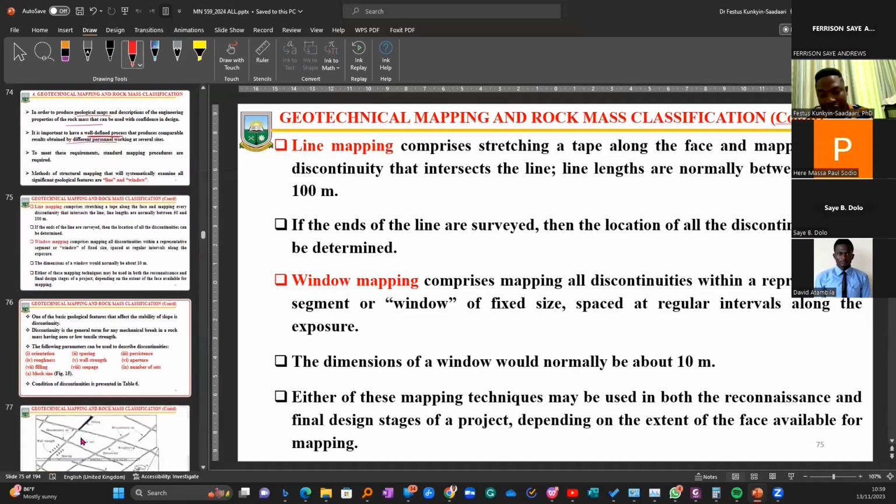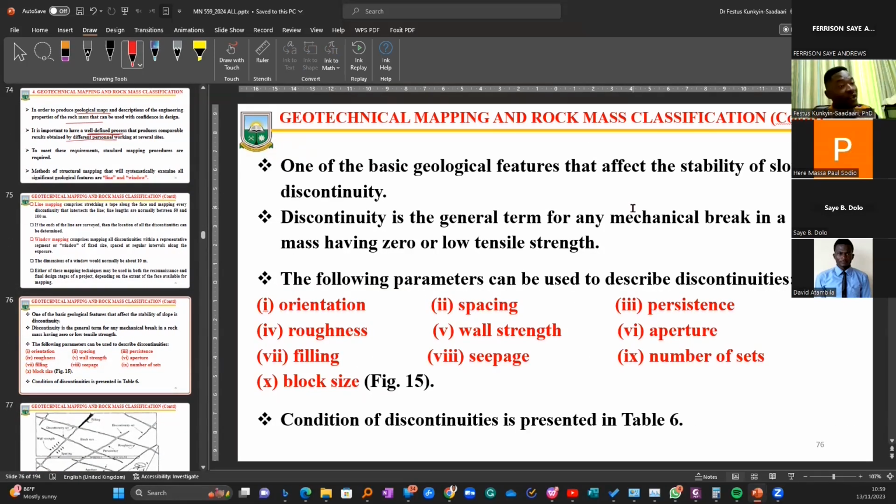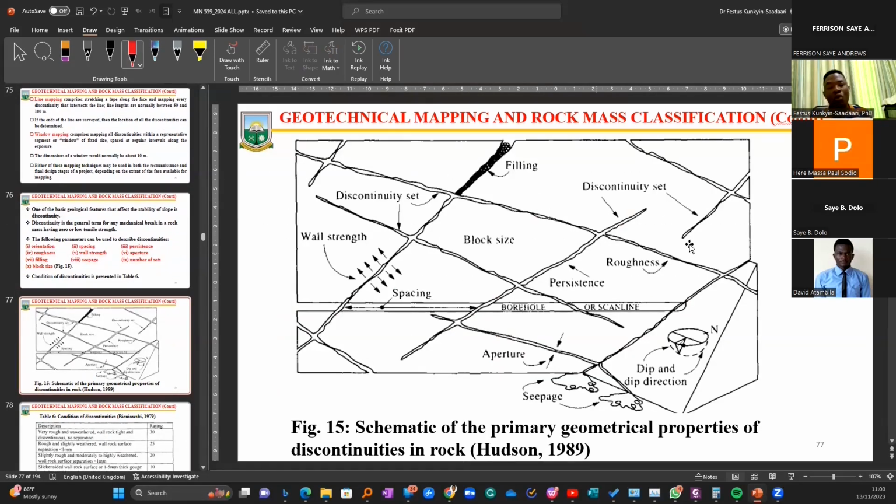Then, on the surface of the rock, what are some of the things we can see? Along the tape, you can tell how the various discontinuities are oriented. You can tell the spacing because it is a tape. If there's a discontinuity, you are able to tell the measurement from one broken block of rock to another block of rock. What is the amount of space provided there?